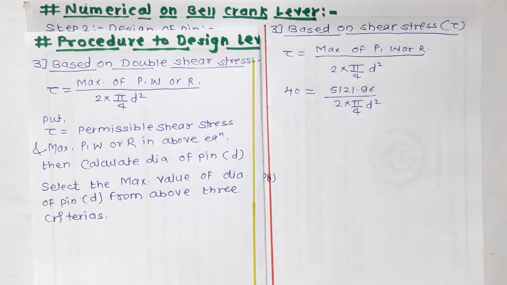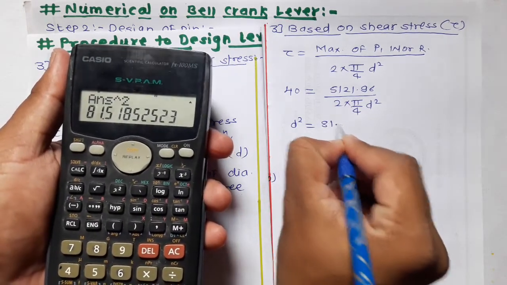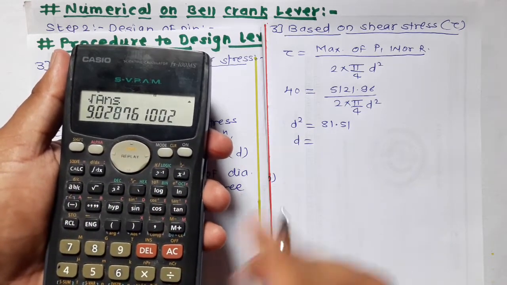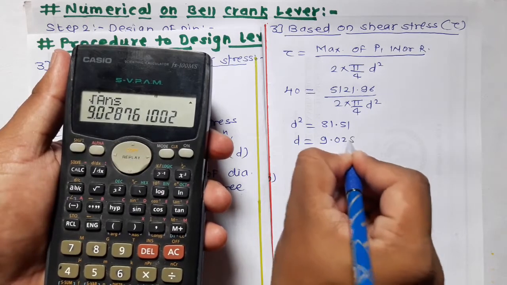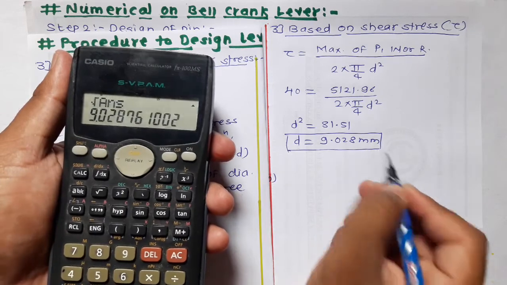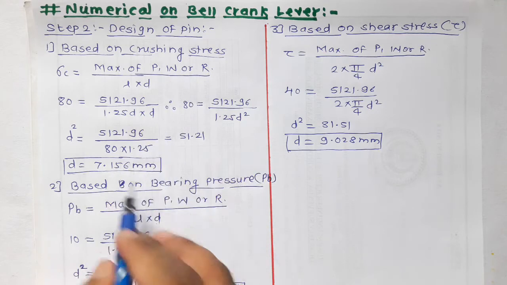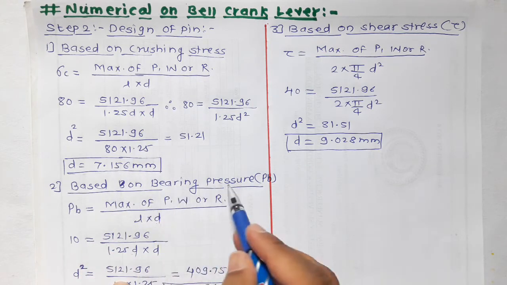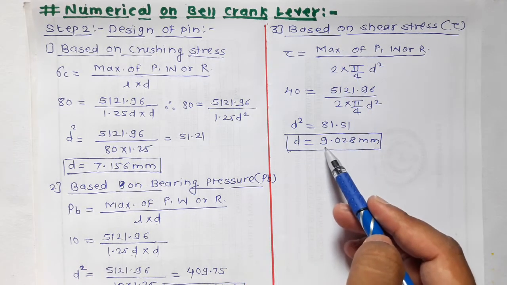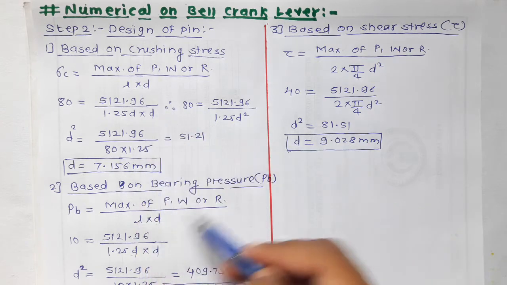So let us calculate this value of d square, which is 81.51. If you take the square root, you will get the answer of d as 9.028 mm. So this is the diameter of pin based on shear stress. After calculating these three diameters, first based on crushing stress whose value is 7.156, second based on bearing pressure whose value is 20.24, and third based on shear stress whose value is 9.028, from these three values we have to select the maximum value.